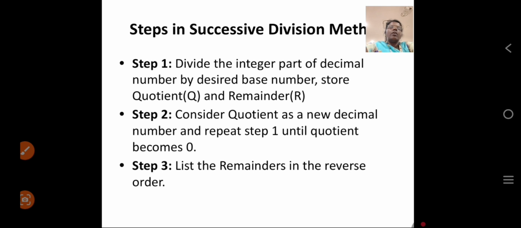In the second step, we have to consider the quotient as a new decimal number and repeat the first step until we get the quotient value as 0. Then the third step: list the remainders in the reverse order. We have to list the remainders in the reverse order to find the actual value in the system to which we have to derive the number.